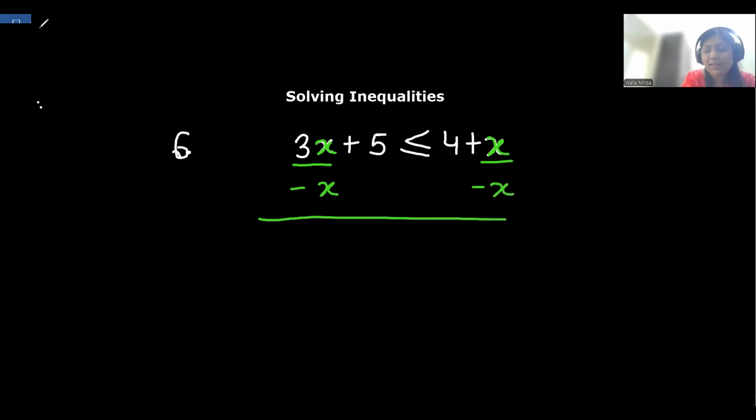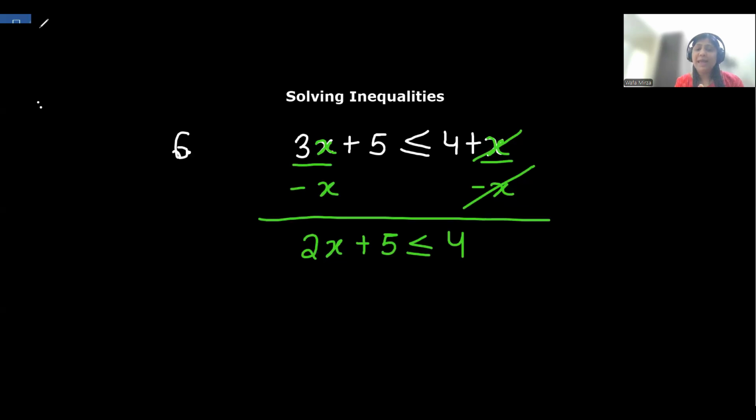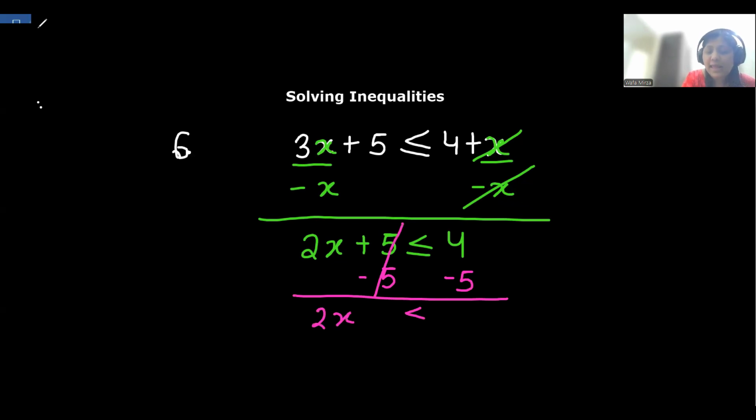If I subtract x from both sides, plus x minus x will cancel out. 3x minus x will be 2x. 2x plus 5 is less than or equal to 4. Now I will get rid of this plus 5. For that, I have to subtract 5 from both sides. So plus 5 minus 5 will become 0. 2x is less than or equal to 4 minus 5, which is minus 1.